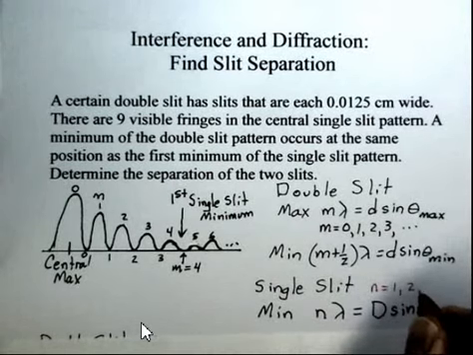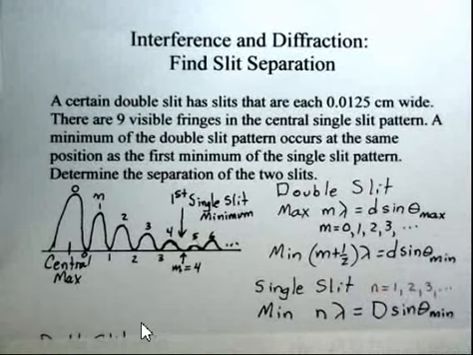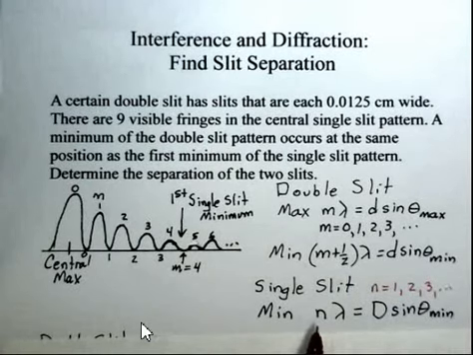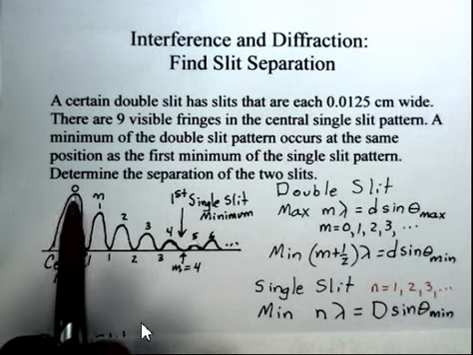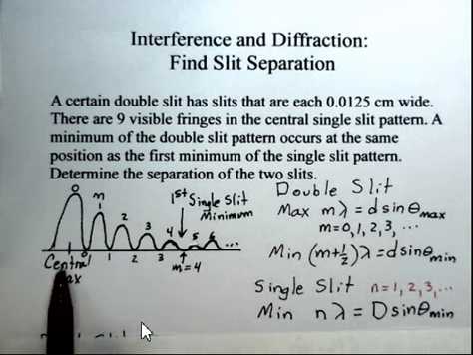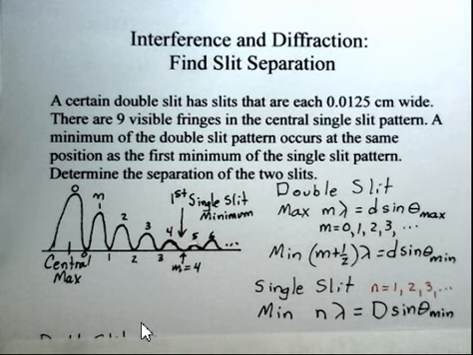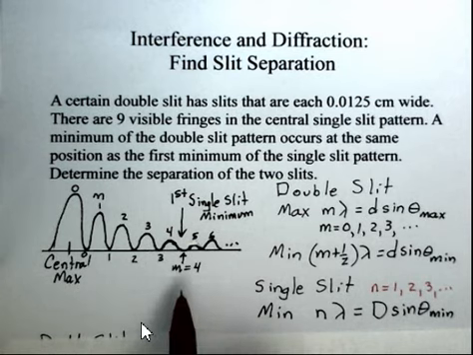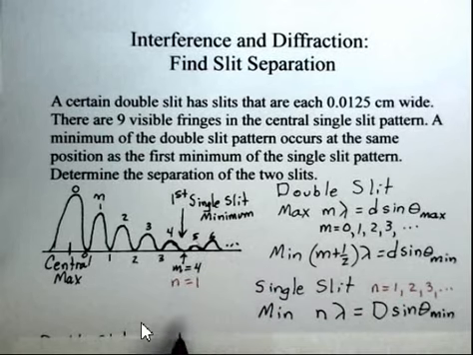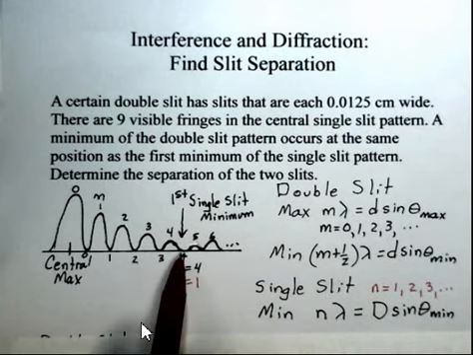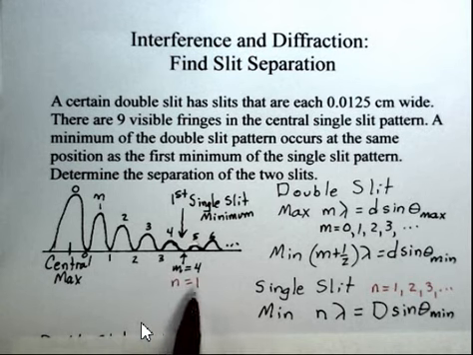Why doesn't n start at 0? Well, if I put a 0 in here, that would make theta be 0, and there is no minimum of the single slit pattern at the same central position of the double slit pattern. They're both at a maximum here. So n starts at 1, and here is n equals 1, at the same place that m, for the double slit pattern, is 4. This is the first single slit minimum, n is 1. All right, well, how could we proceed?